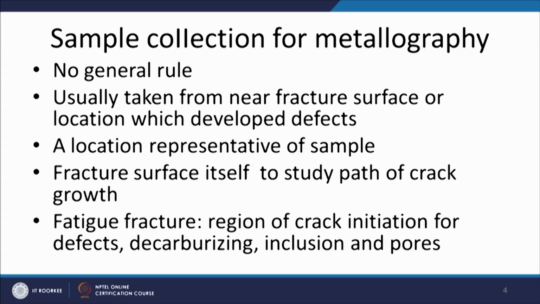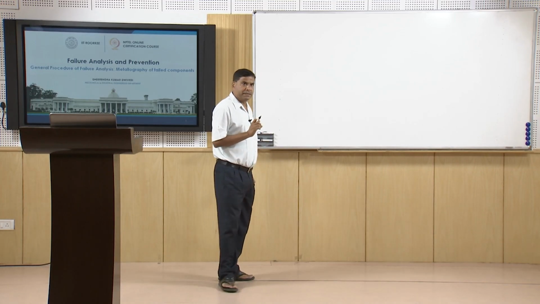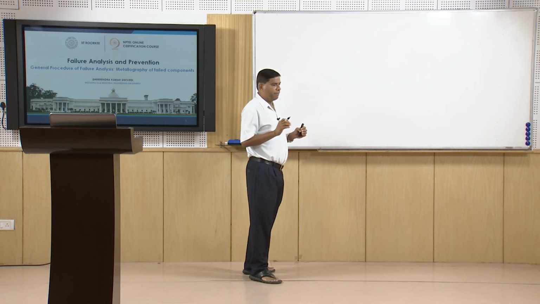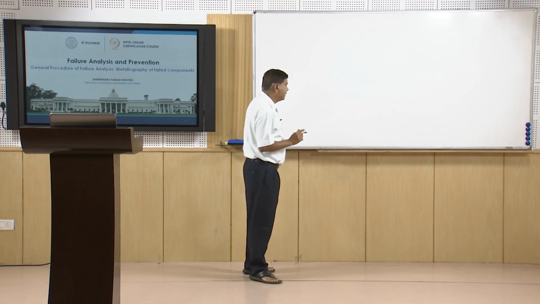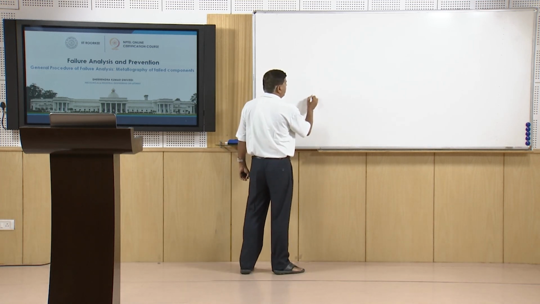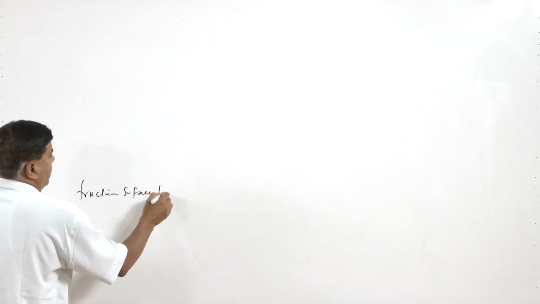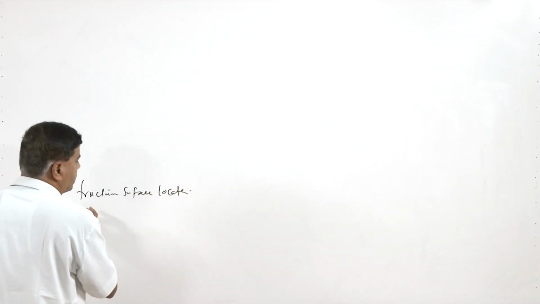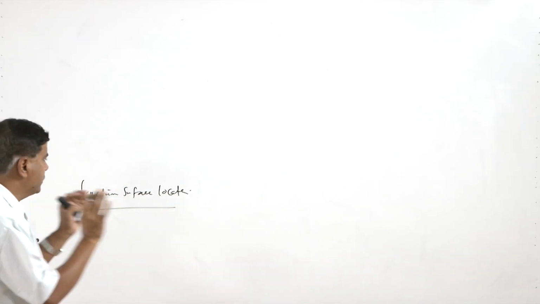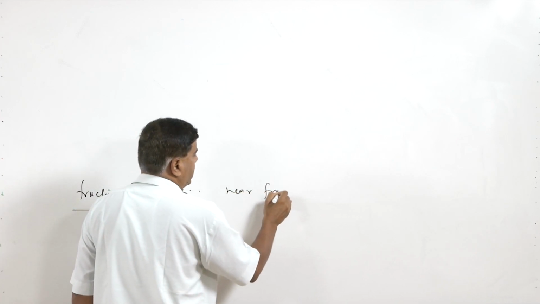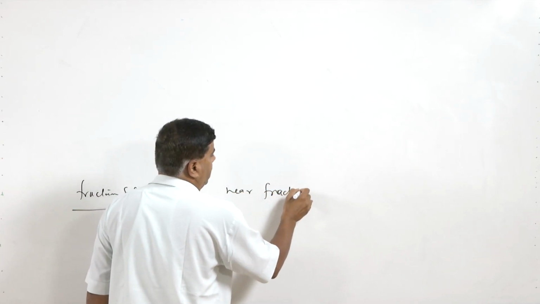So, for the metallography we need one sample, and a sample needs to be collected from the failed component. As far as the collection of the sample is concerned, there is no fixed rule, but normally the sample is collected from the fracture surface location. Because the fracture surface is also large, so especially we try to focus near the fracture through the macrofractography.